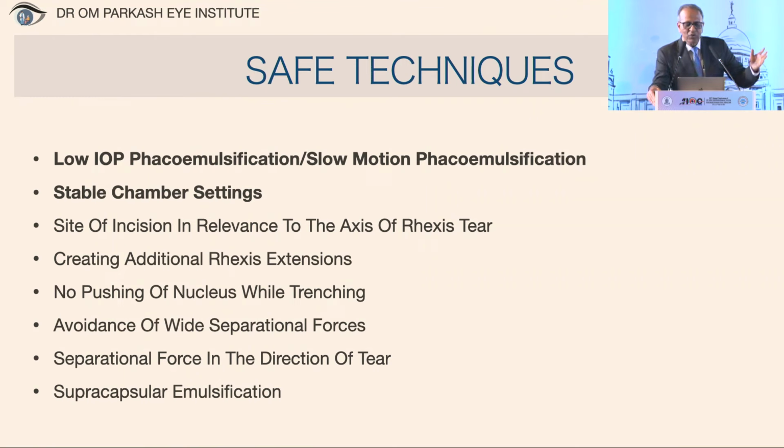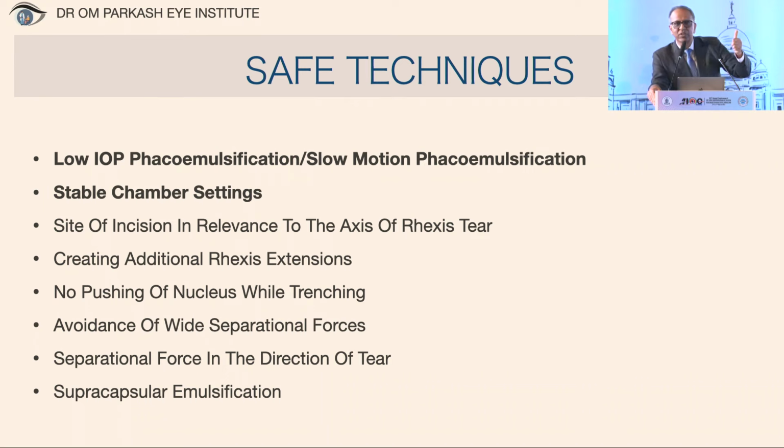I've already talked about low IOP phacoemulsification, slow motion emulsification, stable chamber settings, because it's not that you just go and put it on low IOP. You have to create a fluidics wherein you can have stable chamber settings, which need to be titrated as and how you move from a higher setting to a lower setting.